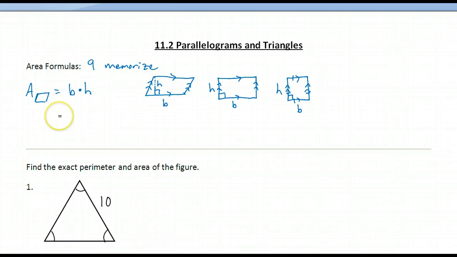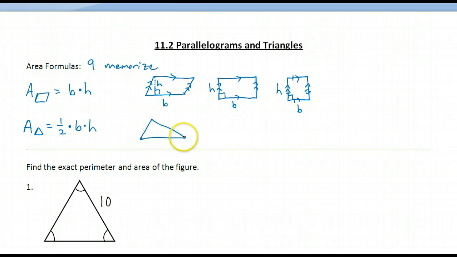The second formula that you need to memorize is the formula for the area of a triangle. Well, a triangle is really half of a parallelogram. If I draw in the diagonal of all of these parallelograms, I get 2 triangles. So the area of a triangle is this area times 1/2. And that will work for any triangle.